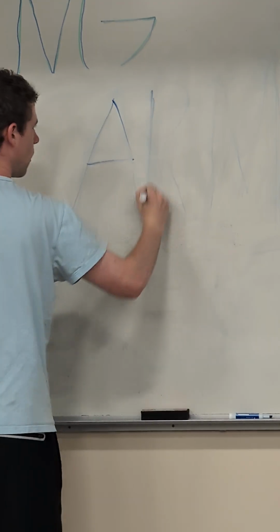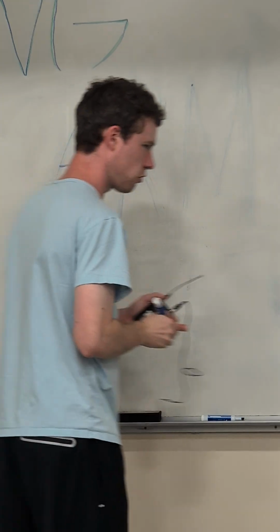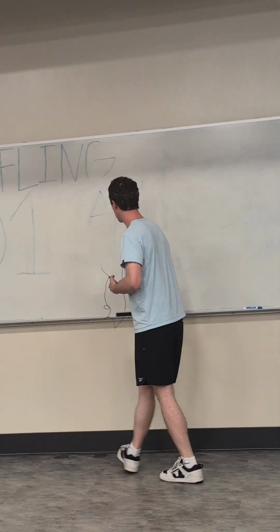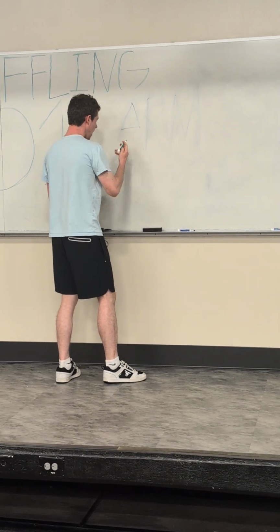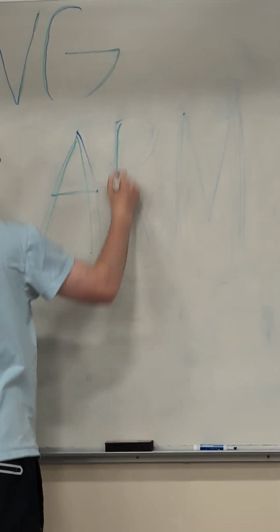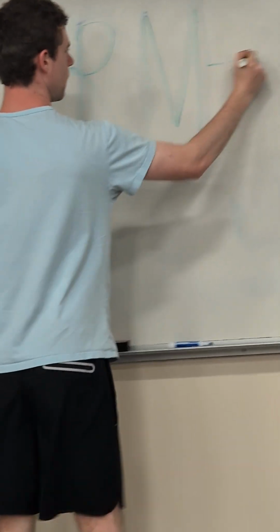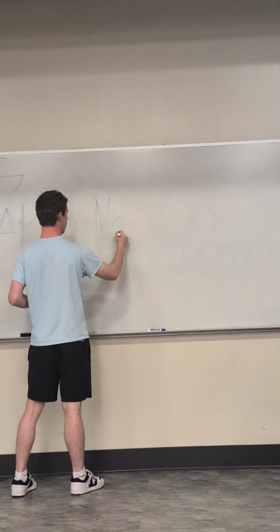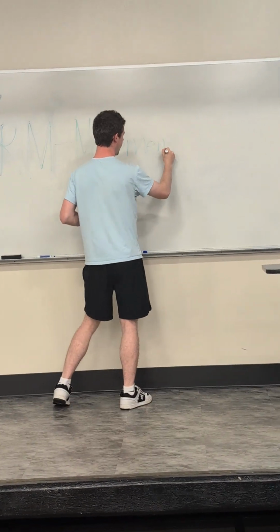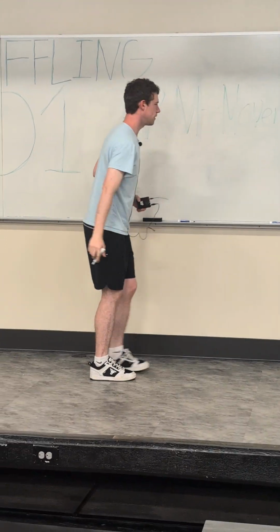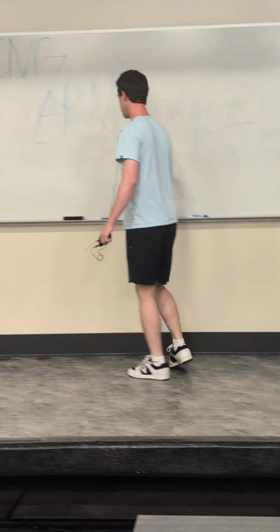So A, R, M. You're going to have to switch colors. So you want to go A, R, M, M, O, B, E, M, E, N, T, S. What does that spell? I don't need an answer. It says arm movements, right?